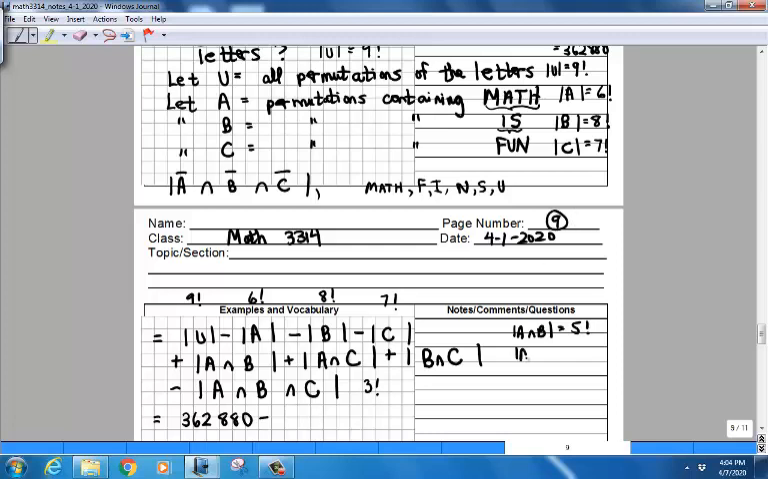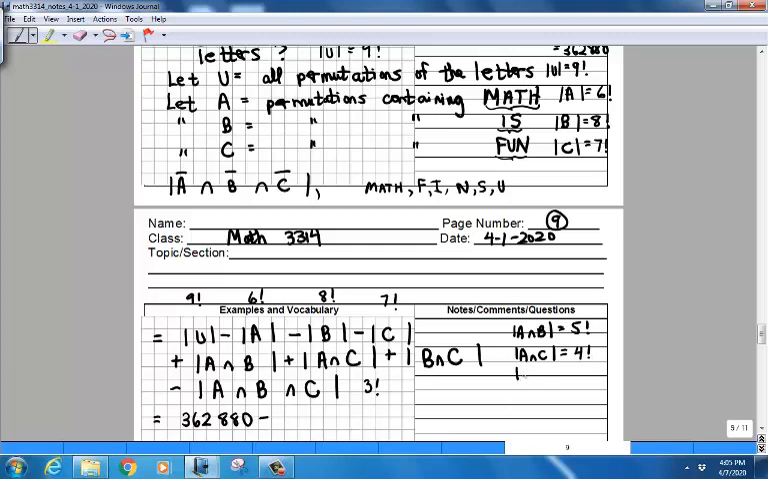What about A intersect C? Well, that means you've got a permutation that has the word math and the word fun. So you're going to think of math and fun as being 2 blocks, and then you would have two other letters that have to be inserted in the permutation. So in effect, you're permuting 4 objects: this word, and the 2 other letters. And of course, there are 4 factorial permutations of 4 objects.